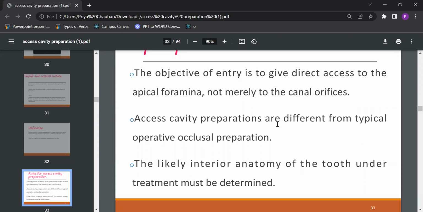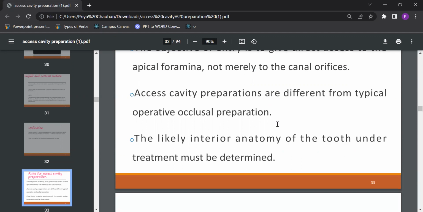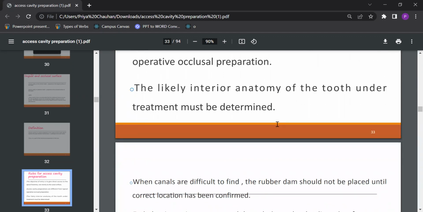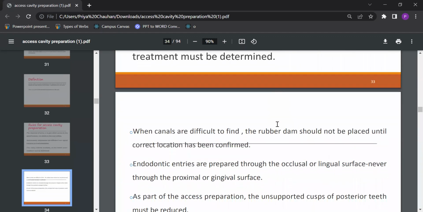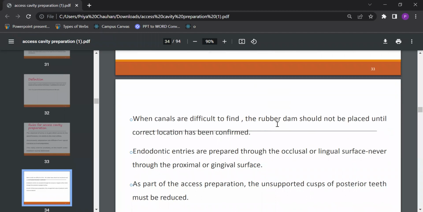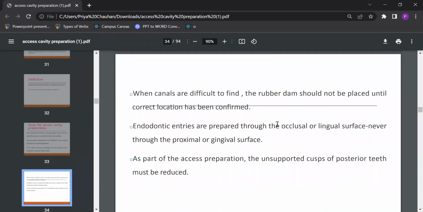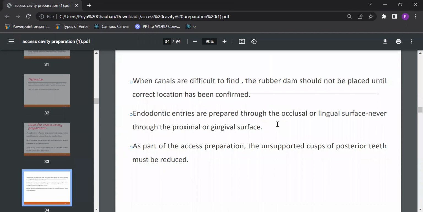The likely anatomy of the tooth under treatment must be determined. When canals are difficult to find, the rubber dam should not be placed until the correct location has been confirmed. ये एक रूल है. जब तक हमारी कैनाल हमें नहीं मिल जाती तब तक हमें रबर डैम को उस पर अप्लाई नहीं करना है.